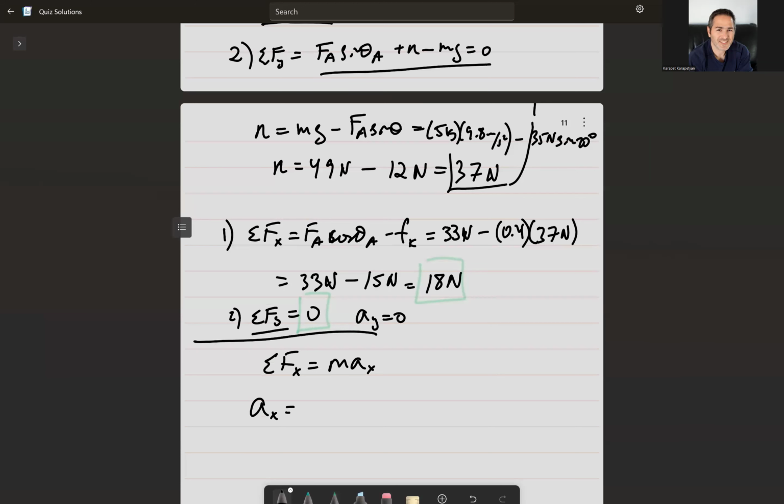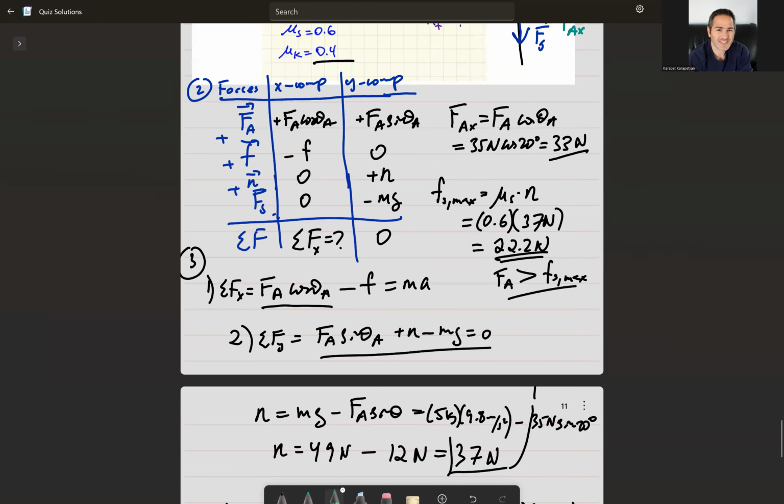So we can calculate that acceleration as net horizontal force divided by mass. So this is then 18 newtons divided by 5 kilograms. So we can calculate this to be 3.6 meters per second squared. Okay. Then this will be then the acceleration.